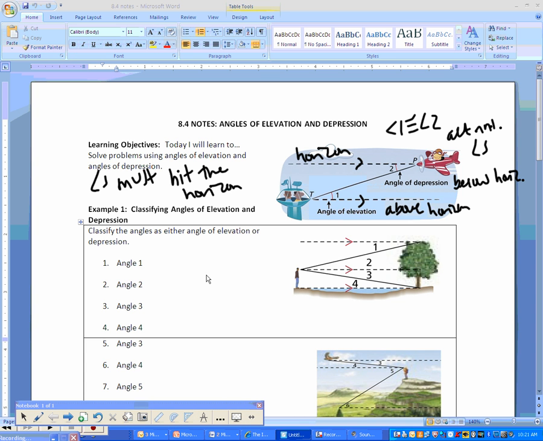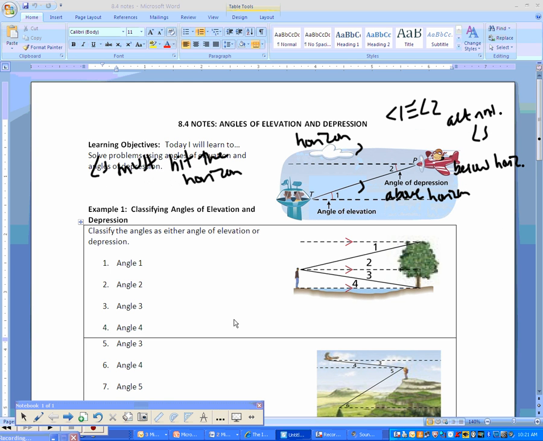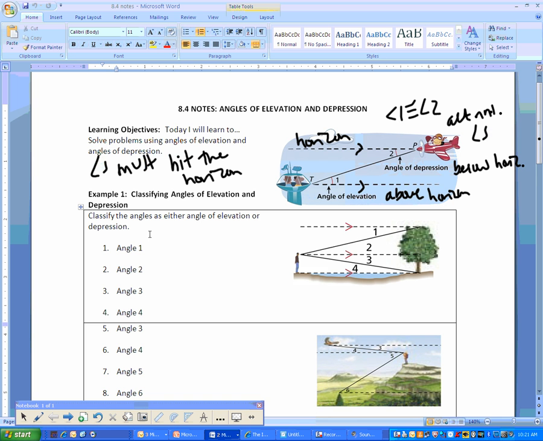So the first thing you're going to do on your homework tonight is to determine whether something is an angle of elevation or an angle of depression. So, for example, for 1 through 4, I'll do this one with you guys. For number 1, angle 1 is, see, it has to touch some parallel line. So this is the horizon that it's touching, and it's below. So that means that it's an angle of depression. Angle 2, if you notice, it touches this parallel line, and it's above it. So that means that it's an angle of elevation.